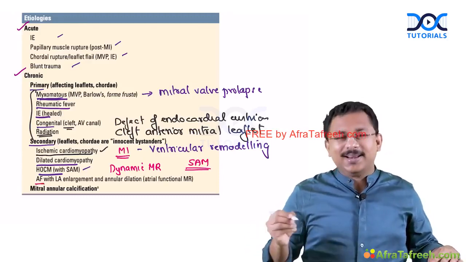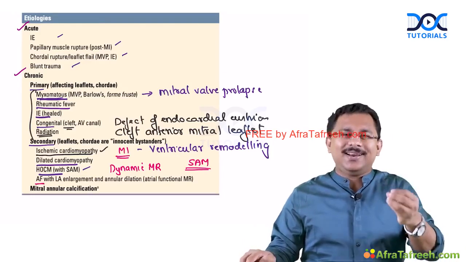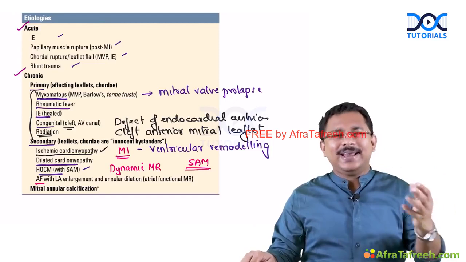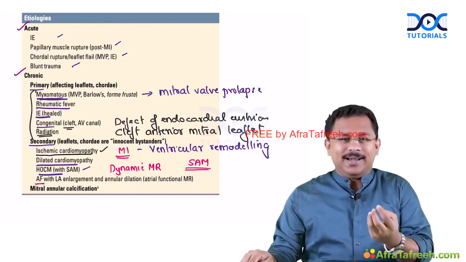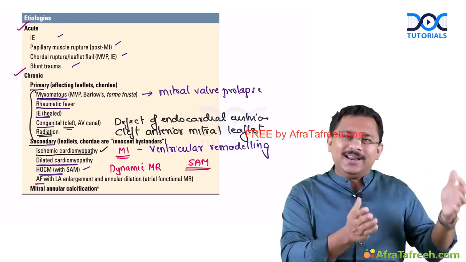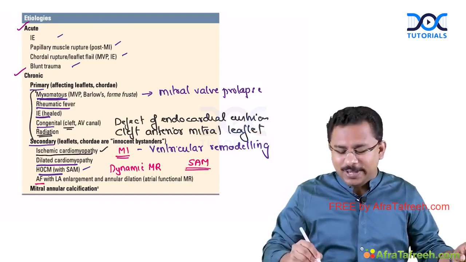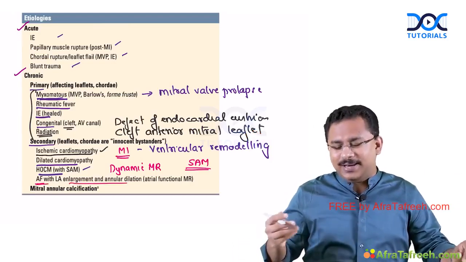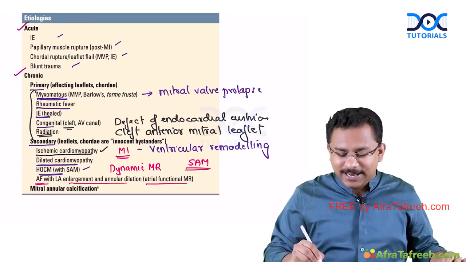And what about atrial fibrillation? Well, atrial fibrillation can lead on to atrial remodeling and annular dilatation. And this can also lead on to a functional MR. I told you predominantly it's a LV problem, but even atrial affection also can lead on to a mitral regurgitation. So AF with a LA enlargement and annular dilatation can lead on to an atrial functional MR.